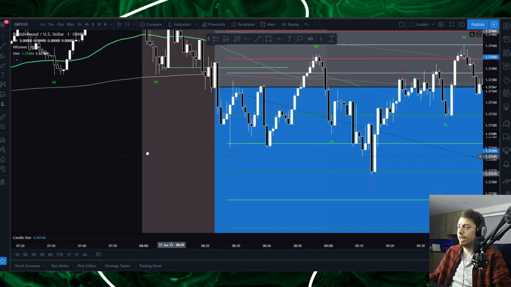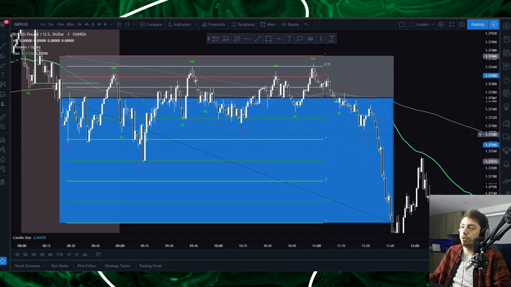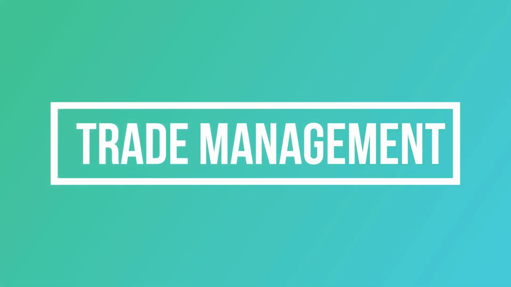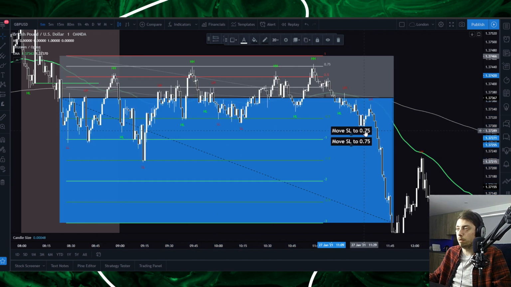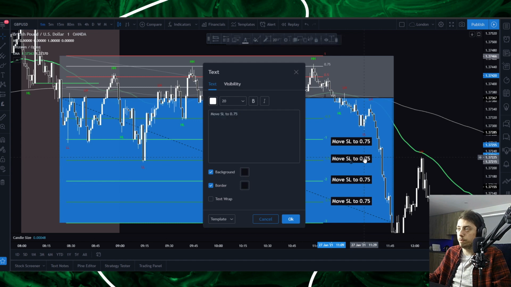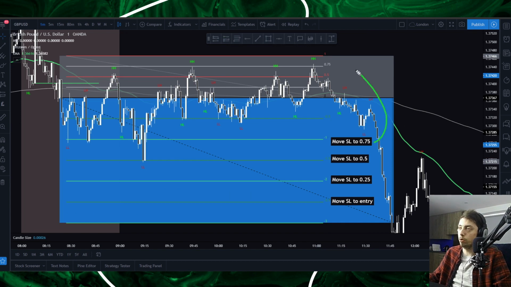Now, once you're in a position, here are some things that you guys are going to be able to decide for yourself on whether you want to do this or not, okay? But this is something that you could do. So once we get to 1-to-1, you move your stop loss to 0.75. Okay. Copy paste. Okay. So then once we reach this area, you move it to 0.5, 0.25, and then you move it to entry. Okay. So by this, I'm meaning 0.75, 0.5 is the 0.51, 0.25 is the 0.251, and entry is obviously your entry, okay? So this is trade management. You can decide to do this or not.